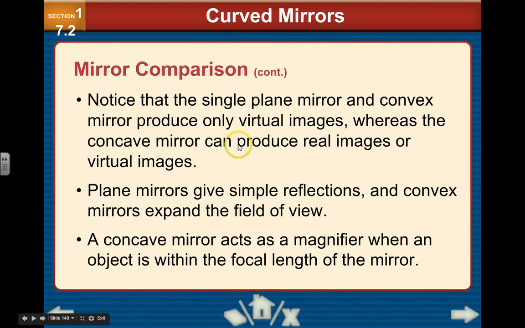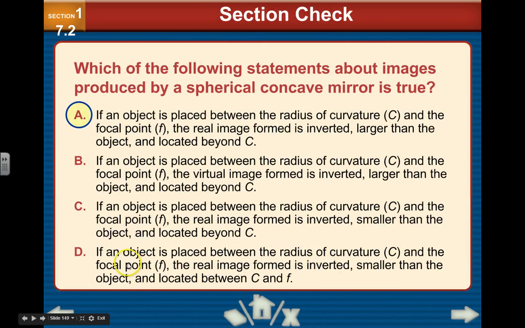So a single plane mirror and a convex mirror only produce virtual images, whereas a concave mirror can produce either real or virtual images. Plane mirrors give simple reflection. Convex mirrors expand the field of view. Concave mirrors can act as a magnifier if the object is closer than the focal point. So that's it.